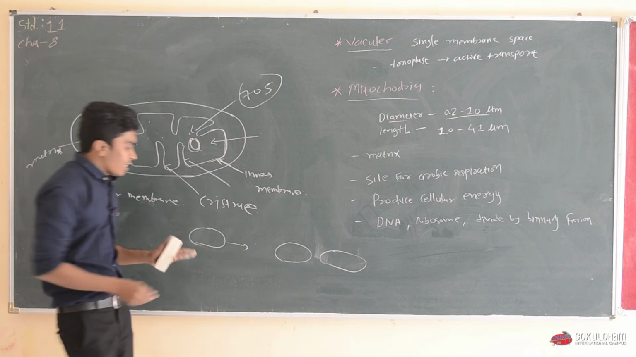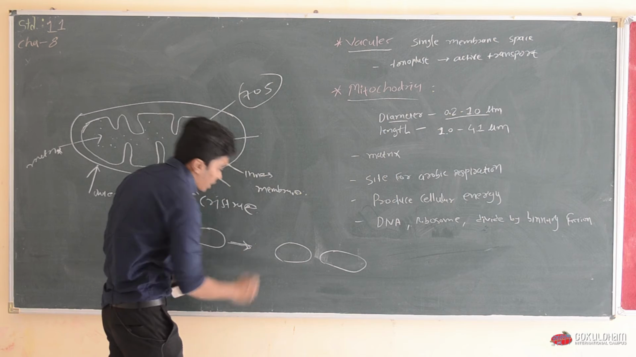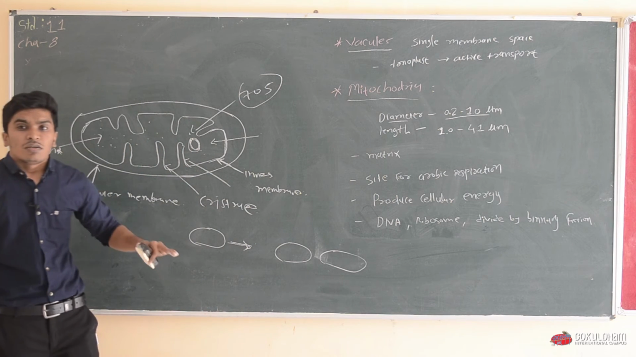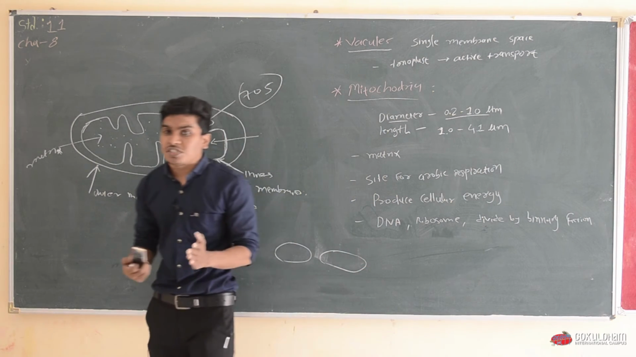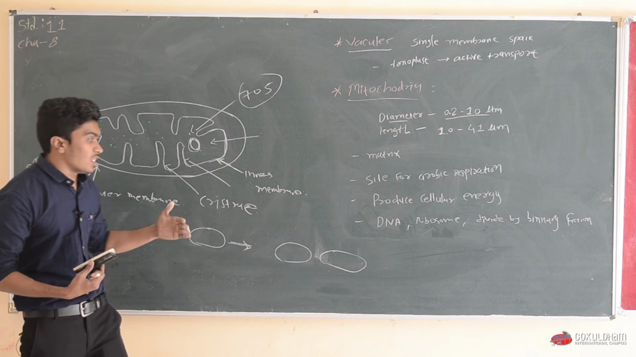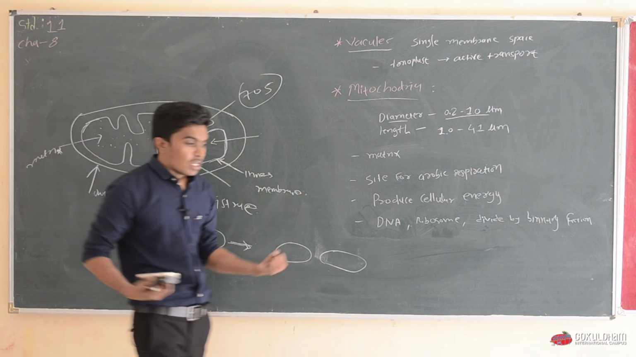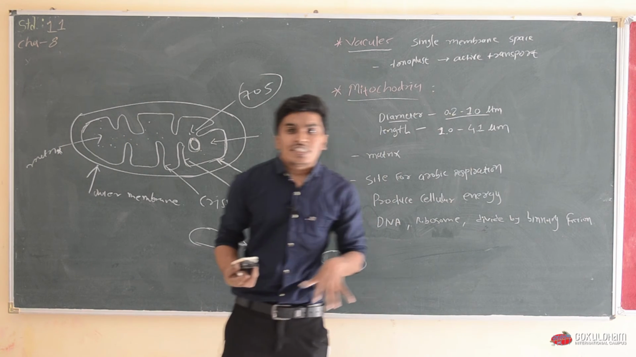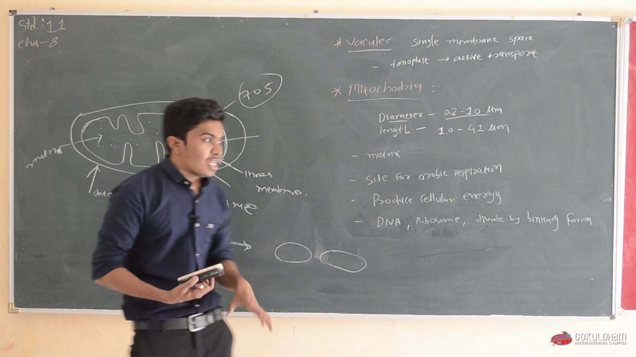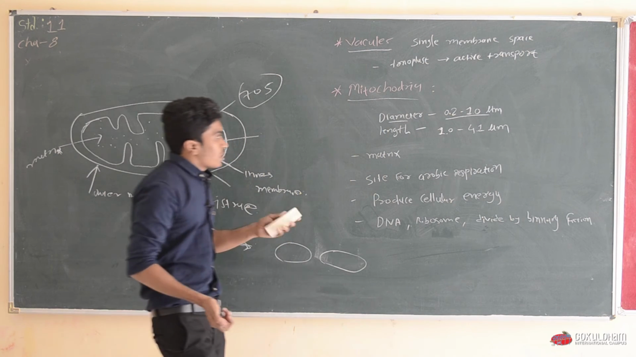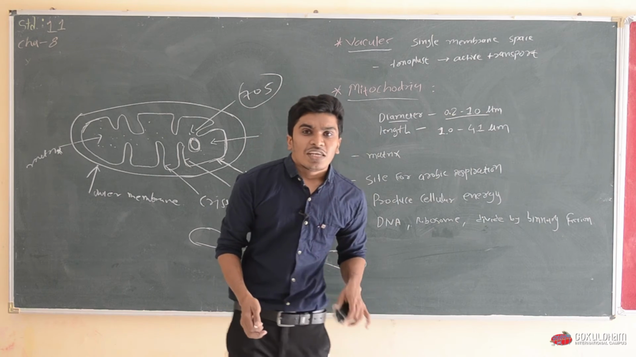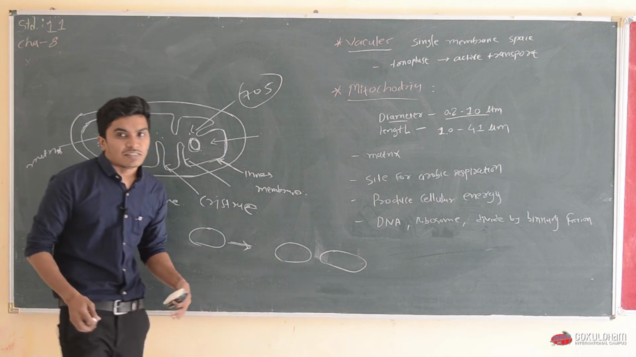So some scientists say that this is not our organelle. The mitochondria is an organelle which maybe is a bacteria that came into our cell or our body by the endosymbiotic system. So this is all about mitochondria. Now we will discuss plastids.